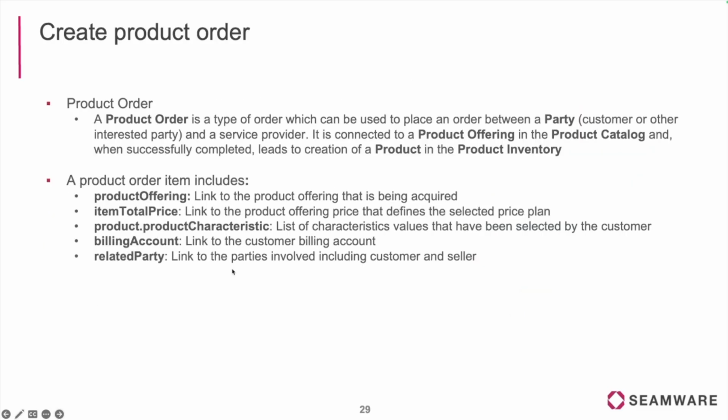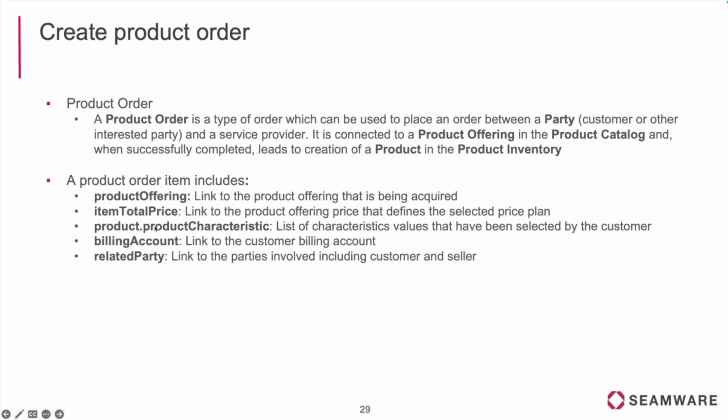Okay, so in order to create a product order, we are going to use the product order management API. And as part of the product order, we are going to include all our selections as customers. So basically, we are going to add the product offer, which is a link to the product offer we want to buy. We are going to use the item total price in order to link which product offering price we have selected. Which at the beginning we said there might be multiple price plans. We can select which is the one that is better for us. So we select them by adding a link in this attribute.